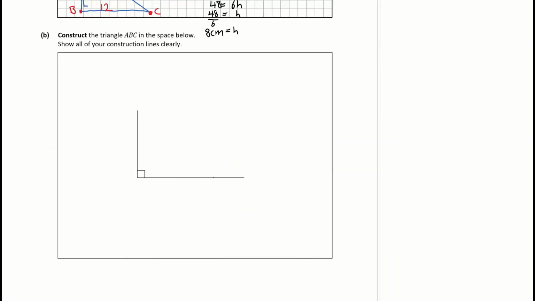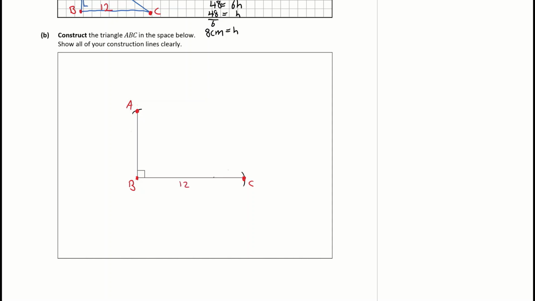So part B, construct a triangle ABC in the space below. Clearly show all of your construction lines. So I've just used my ruler and my compass to construct these two lines intersecting at 90 degrees. And I'm also using my set square to create that 90 degrees. Label the corners according to the first part of the question. So this will be my B, this will be my C, and I have my A up the top, the perpendicular height.